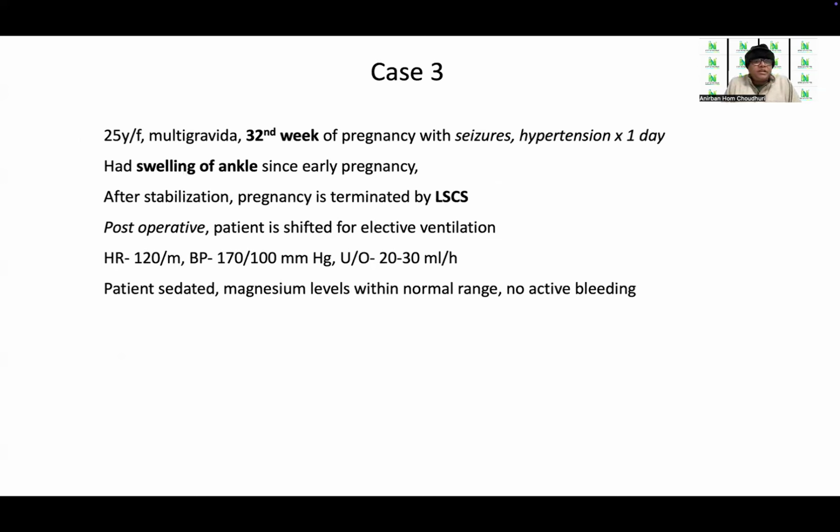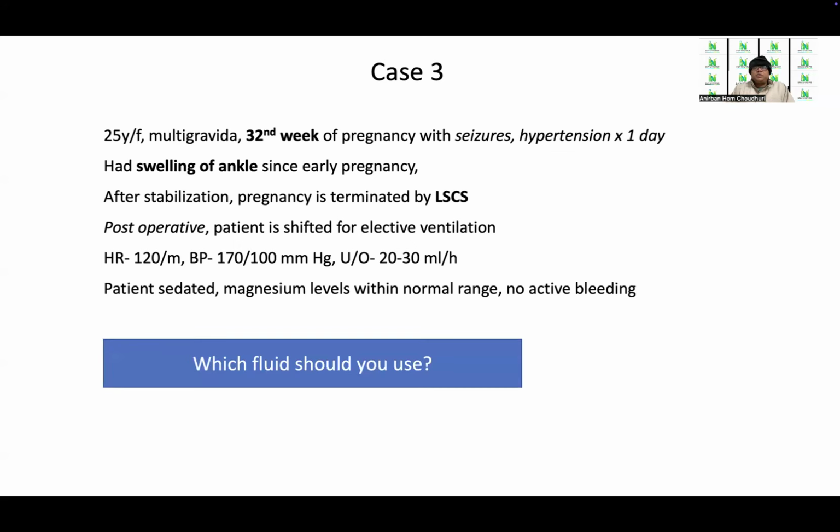Let us go into the third case. A 25-year-old multigravida, 32nd week of pregnancy with seizures and hypertension for a day, had ankle swelling since early pregnancy, and after stabilization, whose pregnancy has been terminated by a LSCS, is shifted for elective ventilation in the postoperative period. Her heart rate is 120 per minute, blood pressure is 170 by 100, urine output is 20 to 30 ml per hour. Patient is sedated. The magnesium levels monitored are within the normal range. There is no active bleeding. The question again, which fluid should you use?